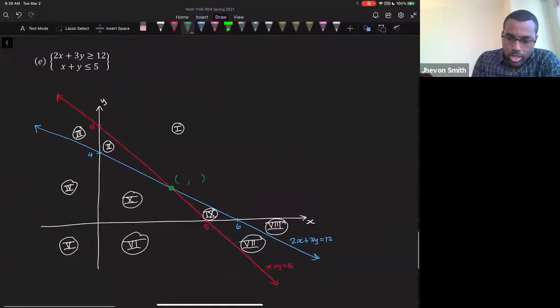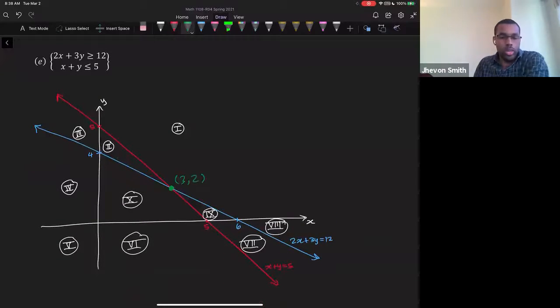Here, now I want you to notice that the quadrants were not included. So we don't care about x is greater than or equal to 0 or y is greater than or equal to 0. So the axes themselves are not boundaries. What would be covered here?